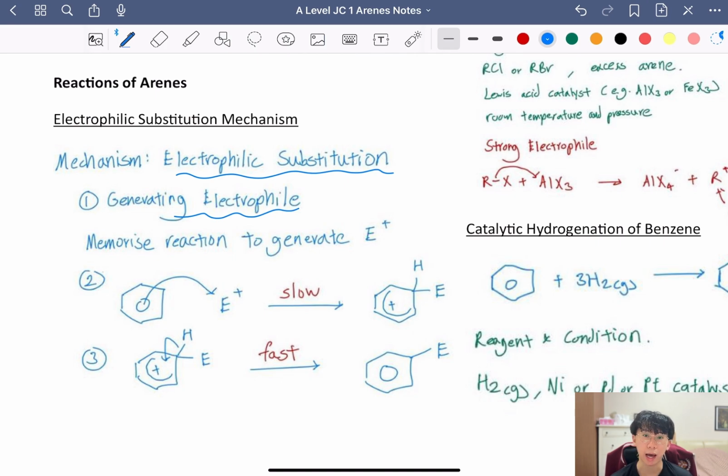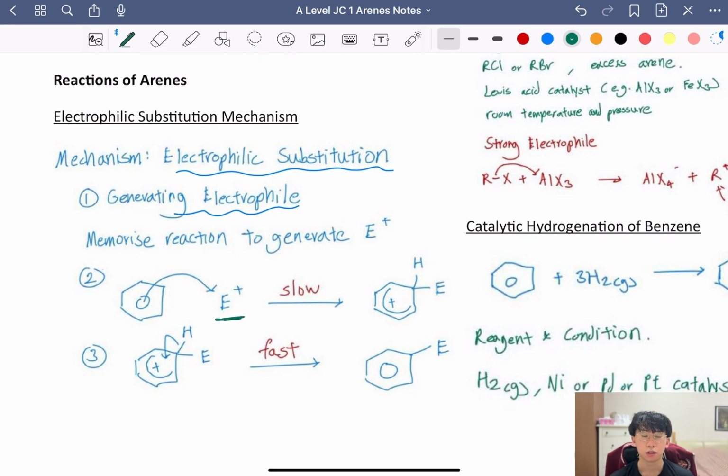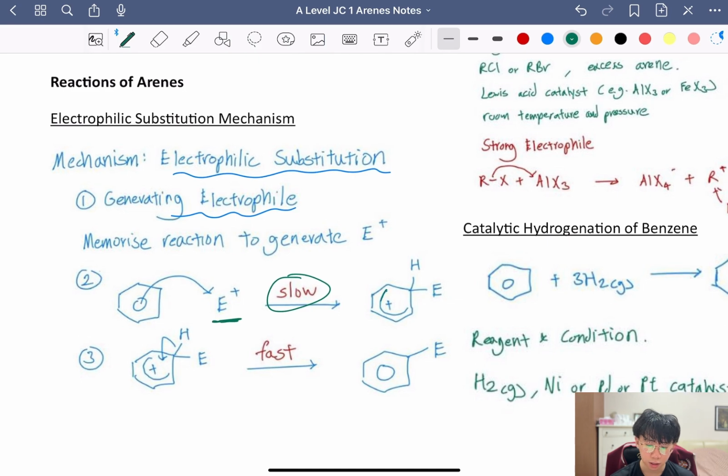And then what's going to happen is in the second step, the electrons in the pi electron cloud are going to get attacked by the strong electrophile. Do take note that this is also a slow reaction. And then you will form an intermediate product. And do take note that this circle is cut into just being shared by the 5 carbons with the plus charge inside within the ring, because the plus charge is also shared amongst the 5 carbons as well.